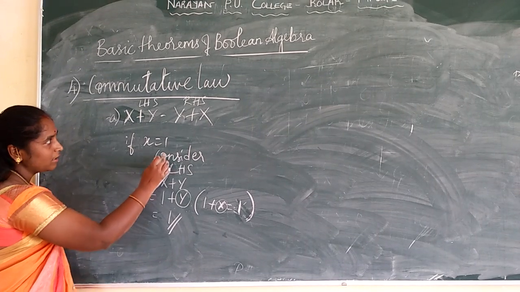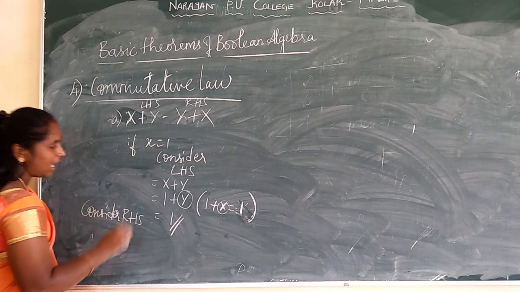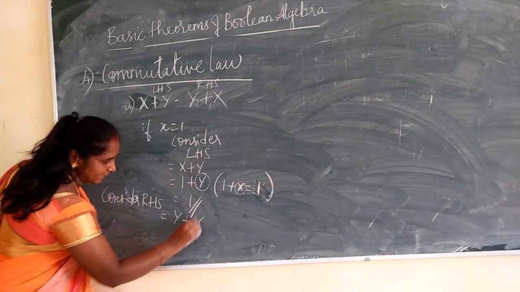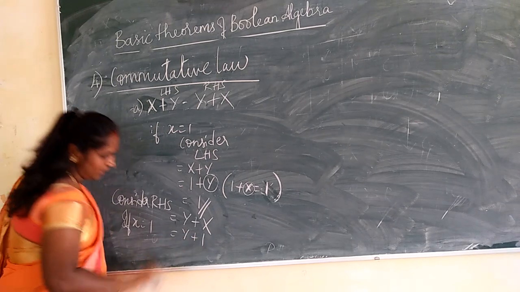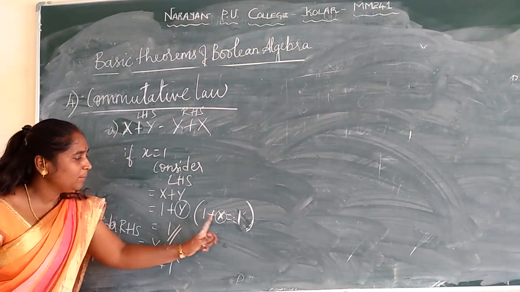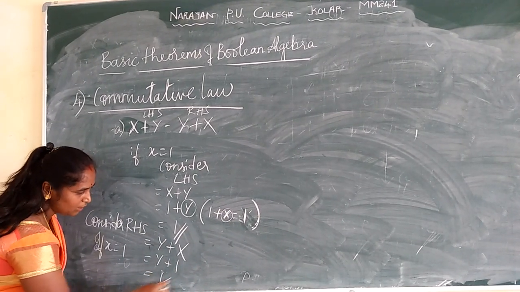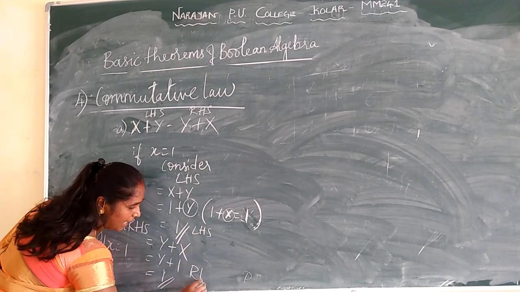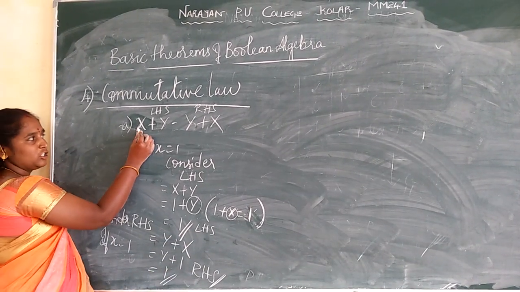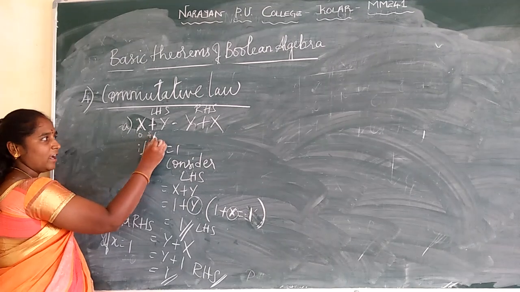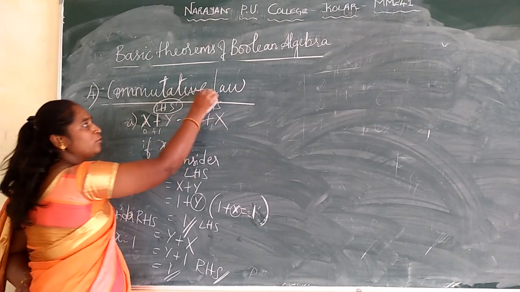Okay. Now consider your RHS. In RHS, y plus x. So if x is equal to 1, y plus 1. Y plus 1 again is nothing but 1 plus x equals 1. In place of x, there is y. Y plus 1 is nothing but 1. So your LHS is equal to your RHS. So for every possible value of x, either 0 or 1, x plus y is equal to y plus x. That is, LHS is proved equal to RHS.